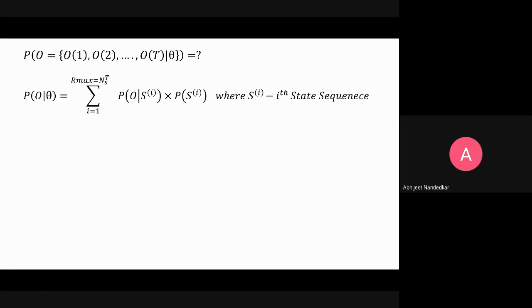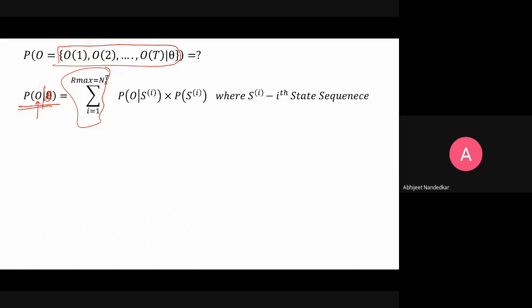So what we do here is we add all such probabilities. Now try to understand this equation. This equation is the probability of observing a set of observables, that is sequence O, given this model theta.